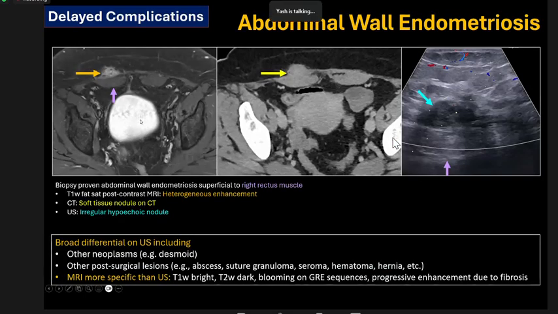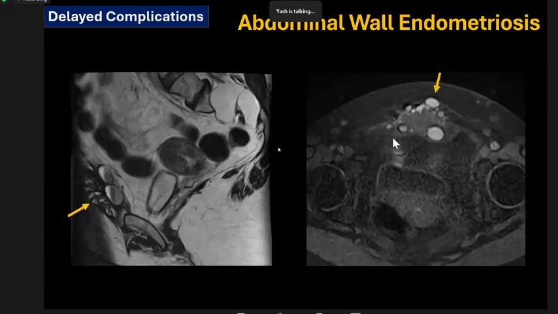The most important pointer that it is C-section scar endometriosis is T1 hyperintensity. But again, that may not be seen always. The other clues can be, let's go to the second case first.